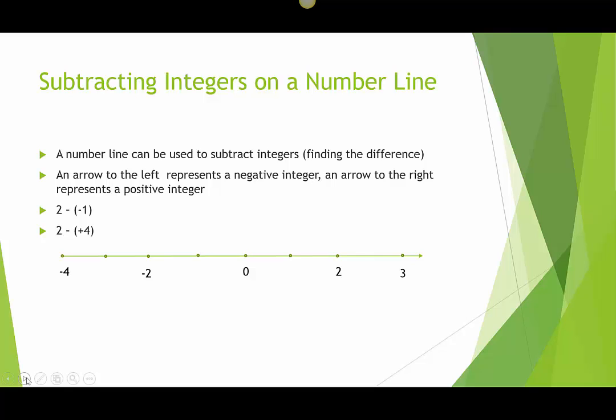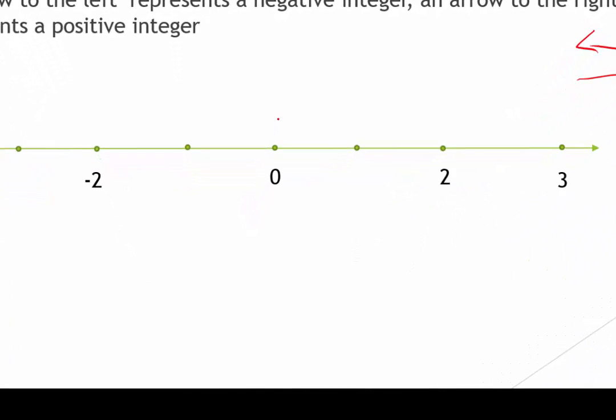So anytime you are reading in the textbook or any problem that's given to you, if it says find the difference between these two numbers, it is always going to be a subtraction equation. So remember that an arrow going to the left represents a negative integer, and an arrow going to the right represents a positive integer. So if we start with this one here, this 2 is a positive 2. So if we're going to do it like we do in the book, we would start at 0 and go to the right, a positive 2.